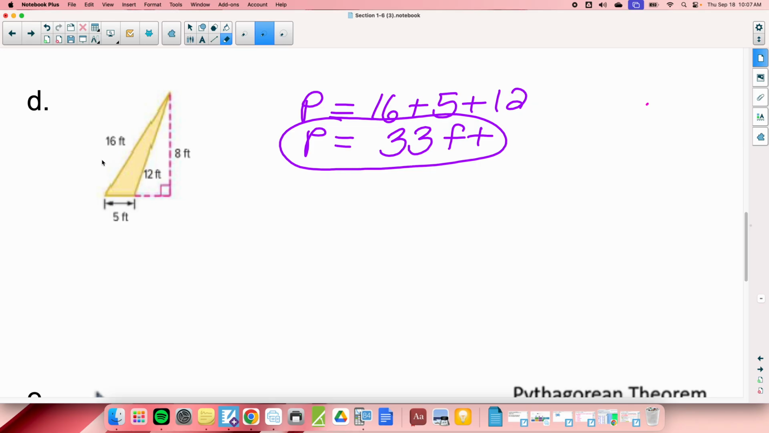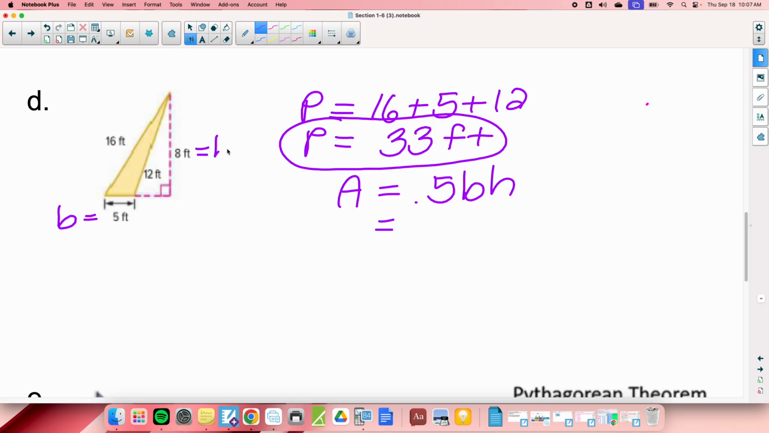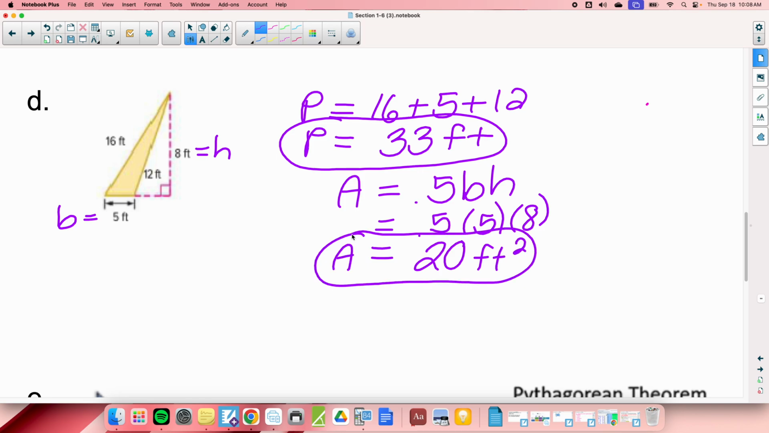Now we have to find the area of that triangle. And the area of that triangle would be 0.5 or 1/2 base times height, okay? What do you guys think up here the base is? The 5, very good. What do you think the height is? 8. It has to be the perpendicular height, the straight up and down height, and that's the reason that is drawn. So this would be 0.5 times 5 times 8, which is 20, and that would be in square feet.